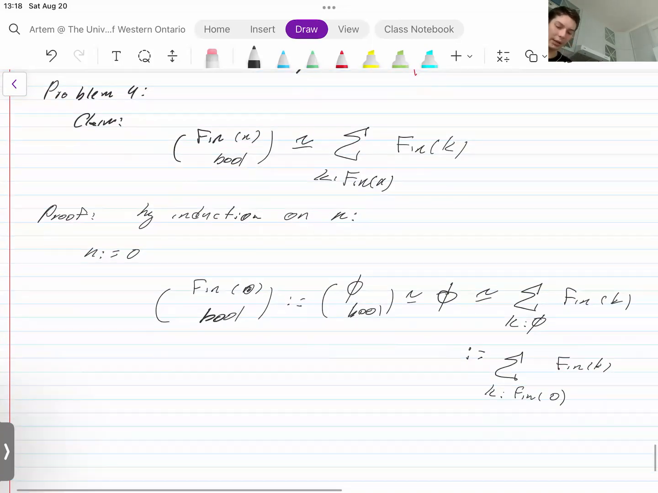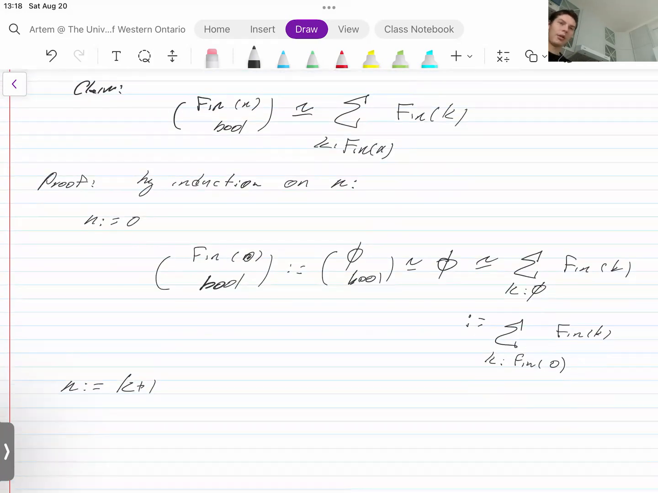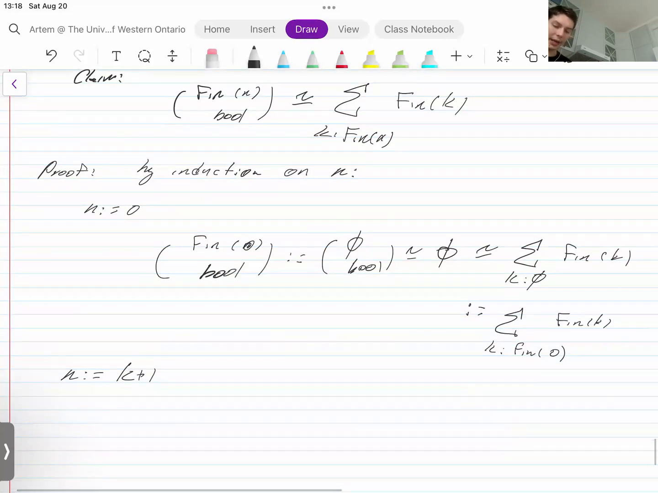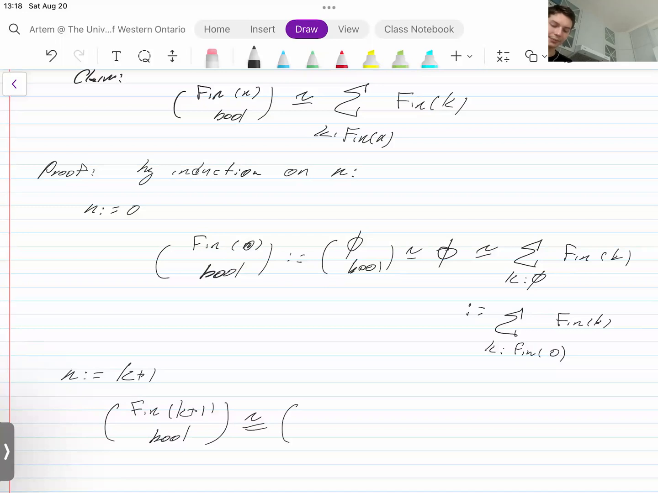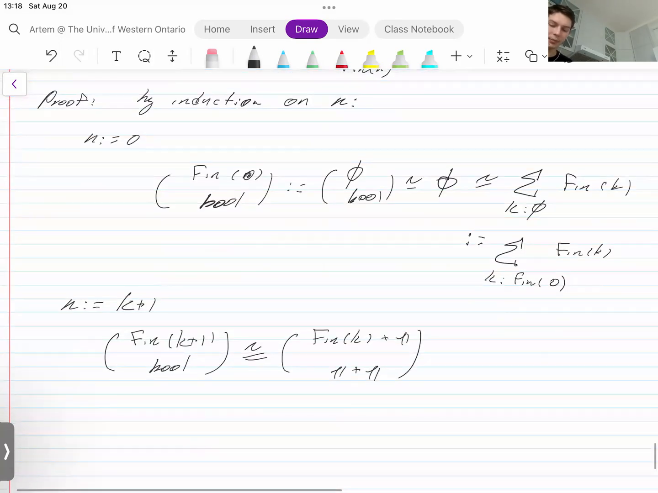So now the inductive case is when n is k plus 1. Okay, what do we have then? So we have Fin (k+1) → Bool. This is equivalent, of course, to Fin (k+1), so this is definitionally, and Bool is going to be equivalent to a coproduct of 2 units.